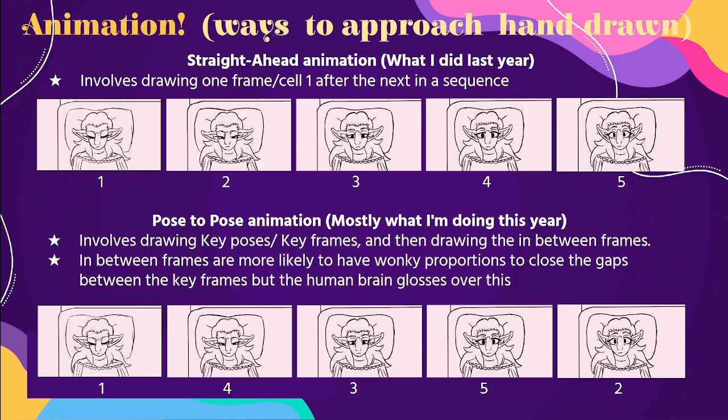So for pose to pose, you start with your start and your end. So that's why 1 is on one end and 2 is on the opposite end. Then you do your middle, and then you do your in-betweens from there. And you can extend this out to have like 7, 9, etc. But generally, you're kind of working in odds with that system.